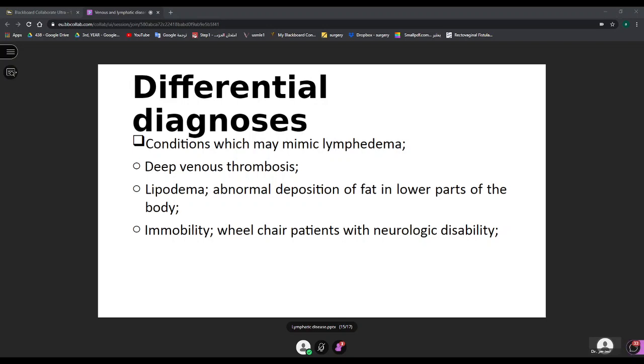Stemmer sign is positive usually in lymphedema. Stemmer, not smear. I will just write it here. Stemmer sign is positive in lymphedema, and usually negative in case of deep vein thrombosis. What else? Anything else on physical examination? Buffalo hump appearance. Okay. Squaring or loss of contour of the foot, because the disease mainly affects the foot in primary lymphedema, not like in deep vein thrombosis.